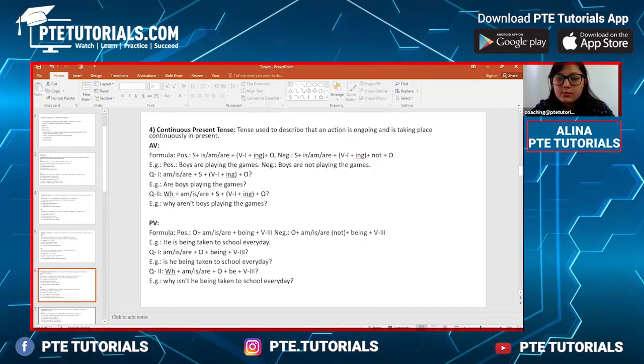Now, in this as well, question one would be M is A plus object plus being plus verb 3, shifting M is A before object. That's why I'm able to make the format for question one. Question two format would be the same as active in passive as well. WH will be added before question one. So this is my format for question two.